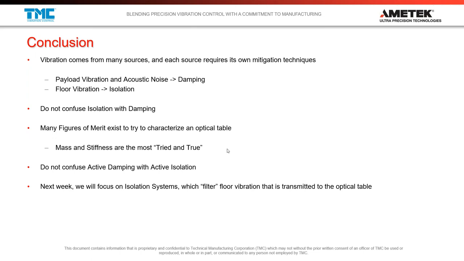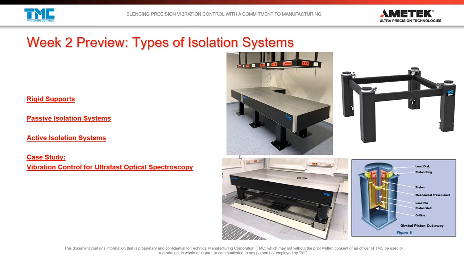And next week, we'll focus on isolation systems and their filters, their springs. Every optical table needs to be put on something so that it can exist in your facility. We're going to talk a little bit about rigid supports, like in this L-shaped top here, which has no isolation. We're going to talk about passive isolation systems, like the very common gimbal piston type, sealed air spring chamber type legs. We're going to talk about active isolation systems. So these are primarily piezoelectric active control closed feedback systems.